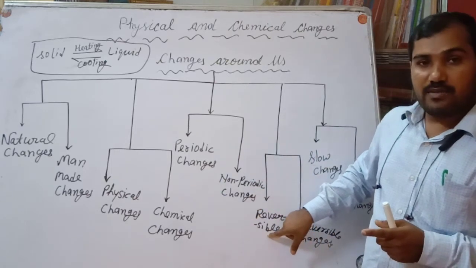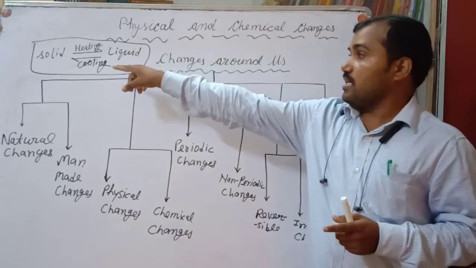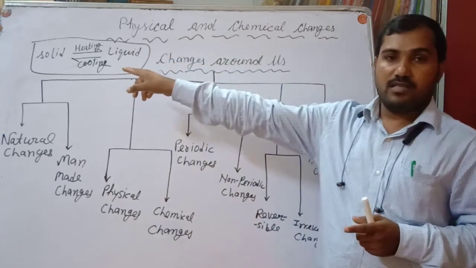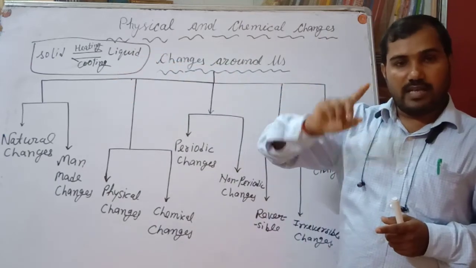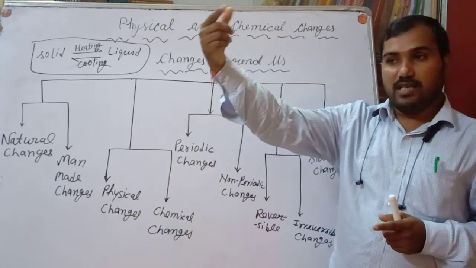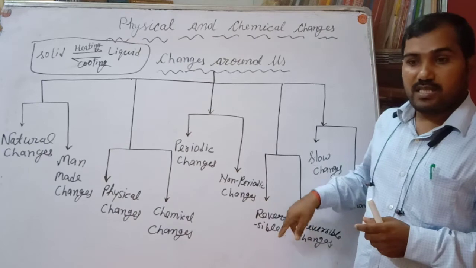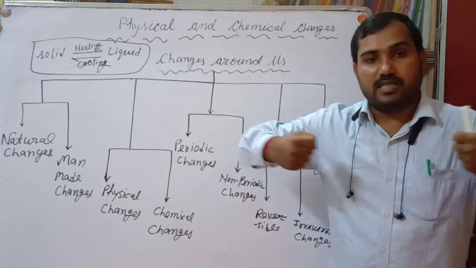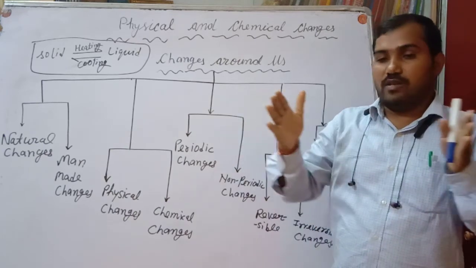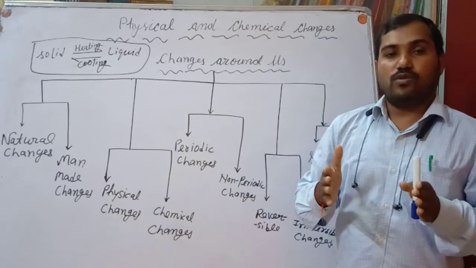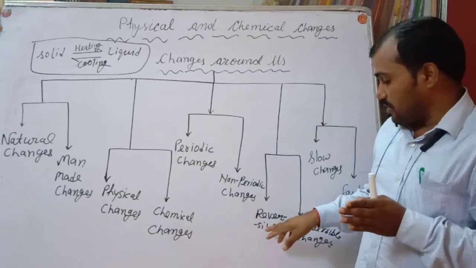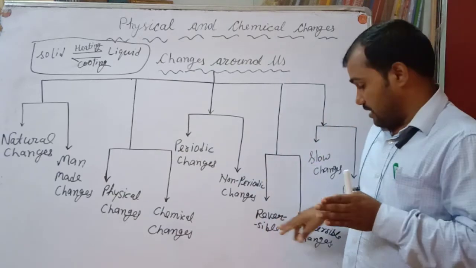Reversible changes, for example, just now I have given solid to liquid, liquid to gas. Suppose gas to liquid, liquid to gas. That is the reversible changes. You have a spring. After stretching, what will happen? If you leave it, then it will come back to its original position. So that is an example of the reversible changes.